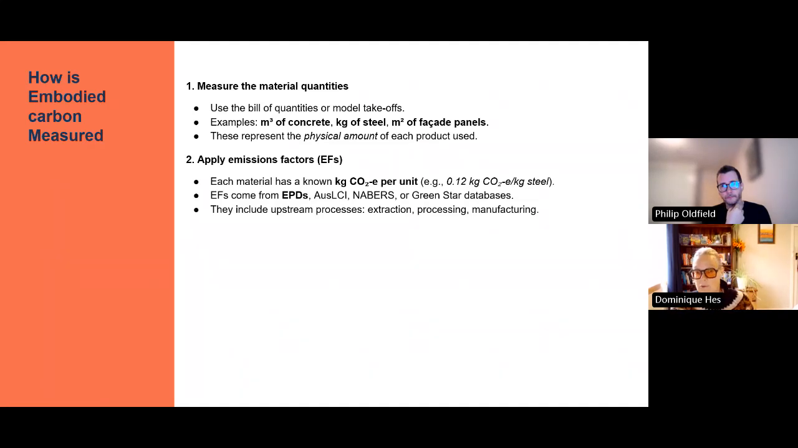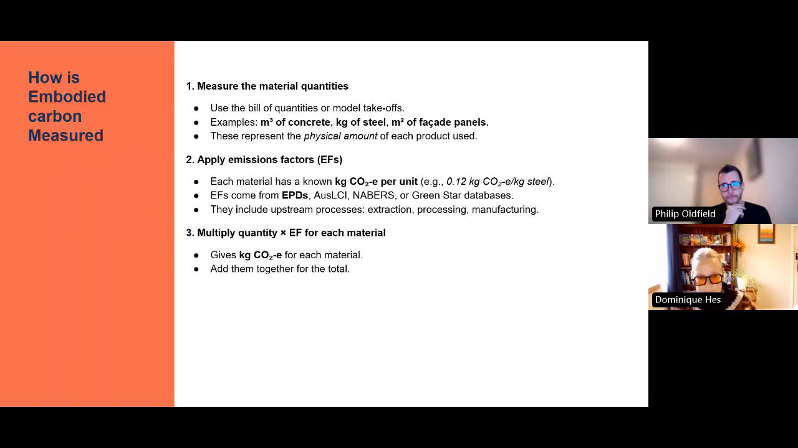Now, the most useful place to go for information if you're choosing materials is what's called an EPD, and that's your environmental performance data sheet. But there are also resources such as Australian LCI, Neighbours and Green Star databases that have some of this information, and they will have extracted it from EPDs. EPDs are produced by the producer of the product, whereas these databases, Neighbours, Green Star, are taking the bits of the EPD that are useful and putting them into their database. They tend to include upstream processes, things like extraction, processing and manufacturing.